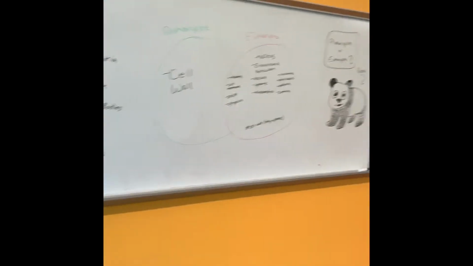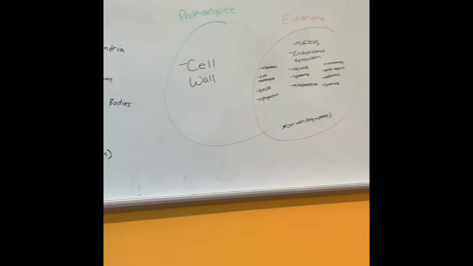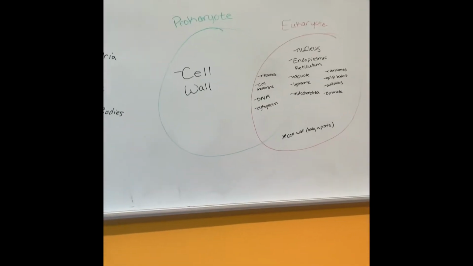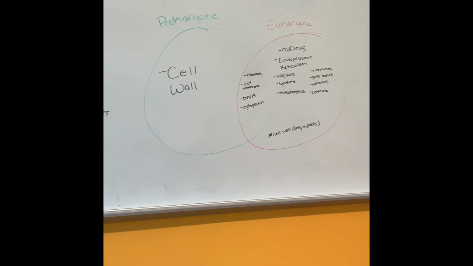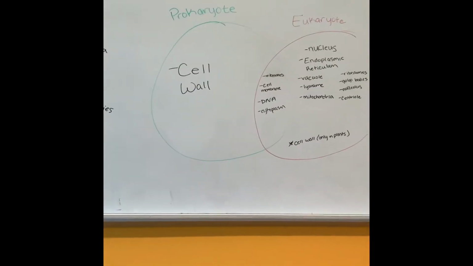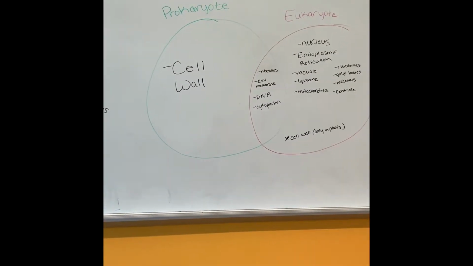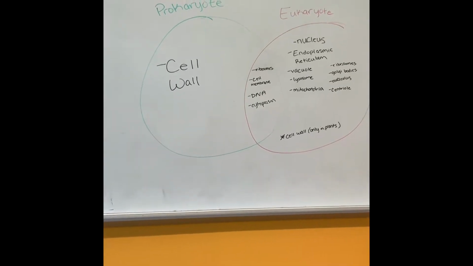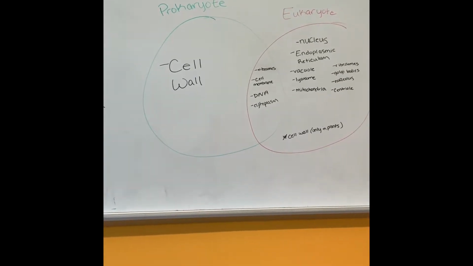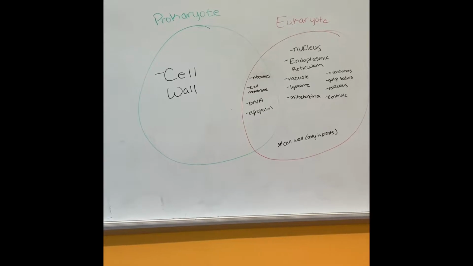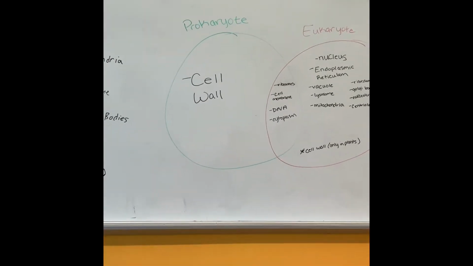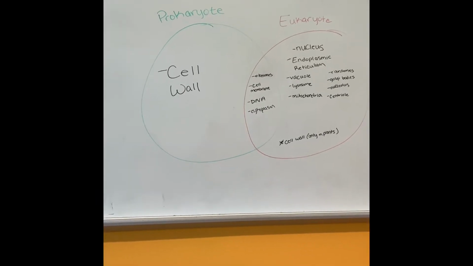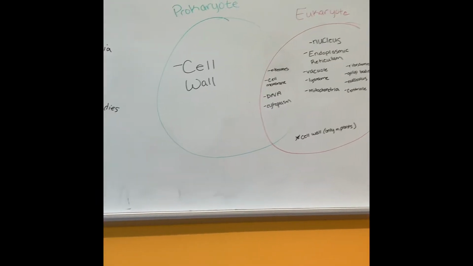And now we are going to be looking at our compare and contrast bubble, comparing both prokaryotes and eukaryotes. And as you can see, they have a few similarities. Both cells have ribosomes. They both have a cell membrane. They both have DNA, and they both have cytoplasm. But unlike eukaryotes, all prokaryotic cells have a cell wall, while in eukaryotes, only plant cells have a cell wall.